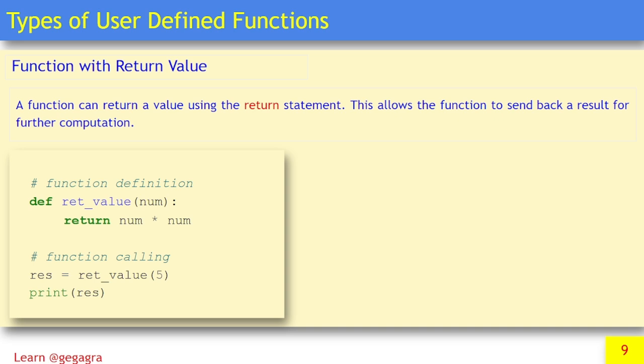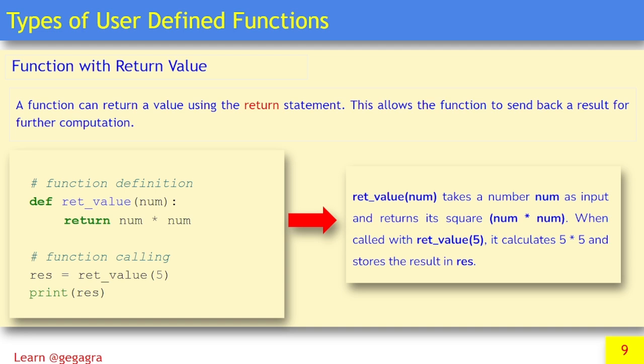So see here, ret_value takes a number num as input and returns its square, num * num. When called with 5, it calculates 5 * 5 and stores the result in the res identifier. So this is how a function can also return a value.